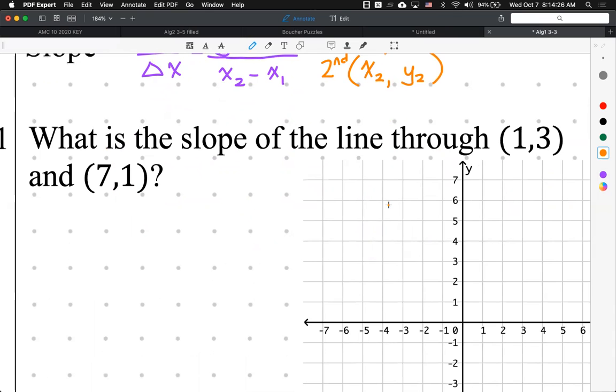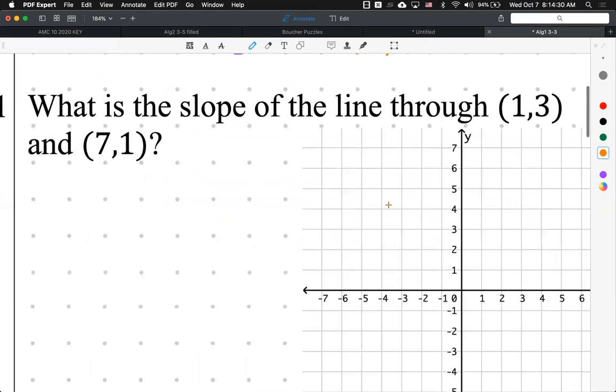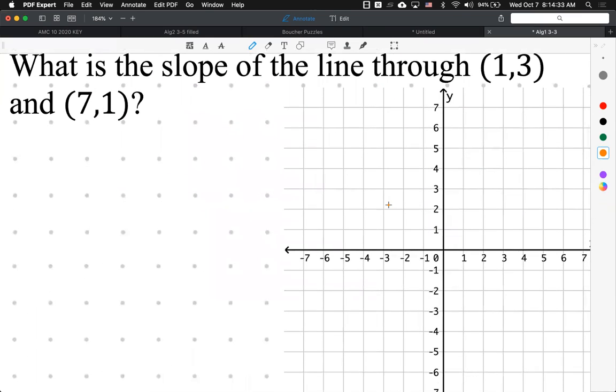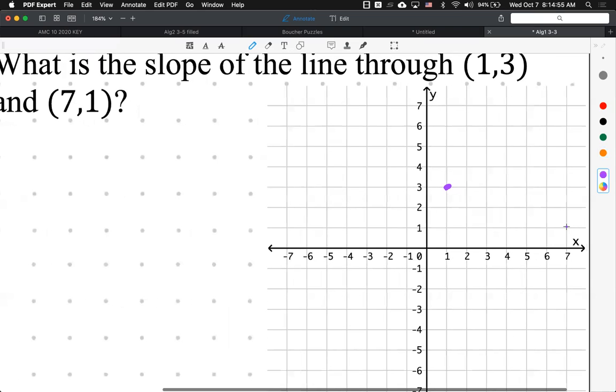Nice. Everyone graph 1, 3, and 7, 1 on your graph. Where do they live? And then try to look over at your neighbor's work. If you can't see someone else's work, just check someone else's work. I know it's kind of hard with being 6 feet apart. See if your neighbor graphed them correctly. And then you can check Mr. Sandell too. 1, 3. I'm going to use blue here. 1, 3 is right here, and 7, 1 is all the way over here. They're both in the first quadrant, that top right quadrant.